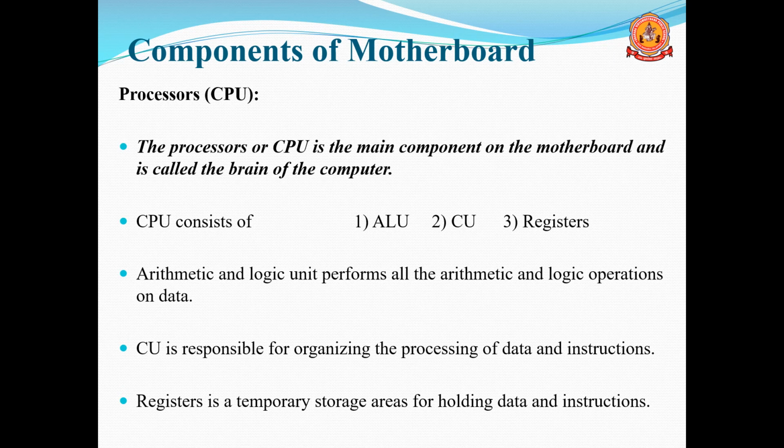The next one is the CU. CU is responsible for organizing the processing of data and instructions. If you take the computer system, when you want to give the input, or display the result, or when data should be stored, how much data should be stored, and in which place it should be stored, everything is controlled by the CU. We can say the overall operation of the computer system is controlled by the CU.